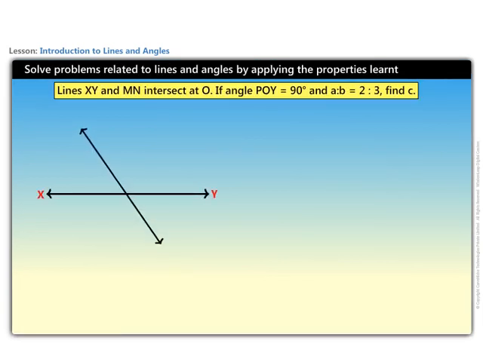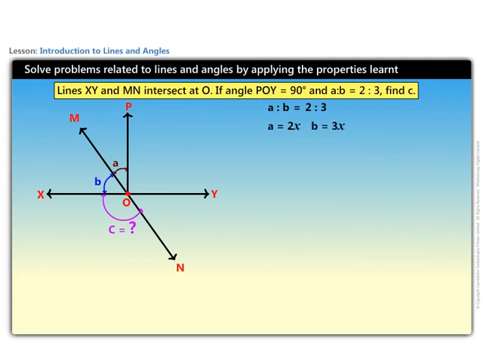Lines XY and MN intersect at O. The ray OP stands on line XY. If angle POY is equal to 90 degrees and A is to B is equal to 2:3, find angle C. Here we have A is to B is equal to 2:3. So A is equal to 2x and B is equal to 3x.